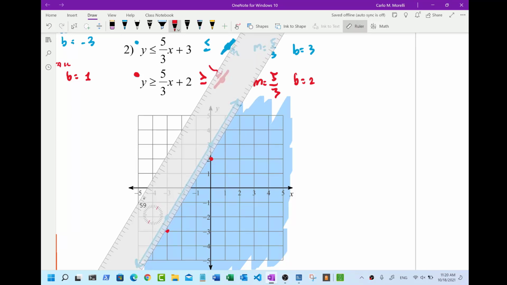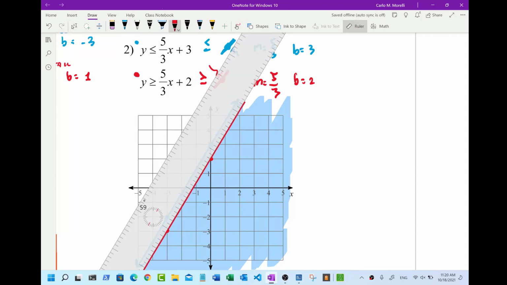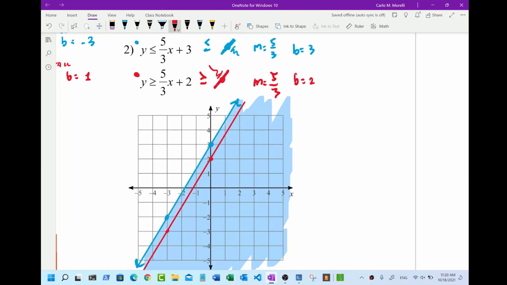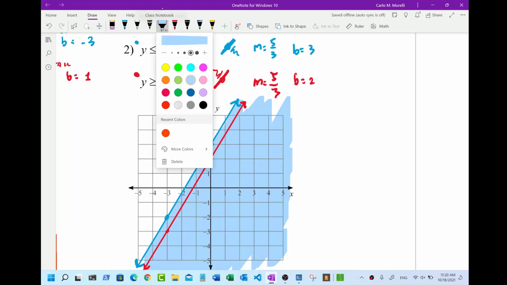You just draw it like this. And it's shaded above. Well, this is weird.